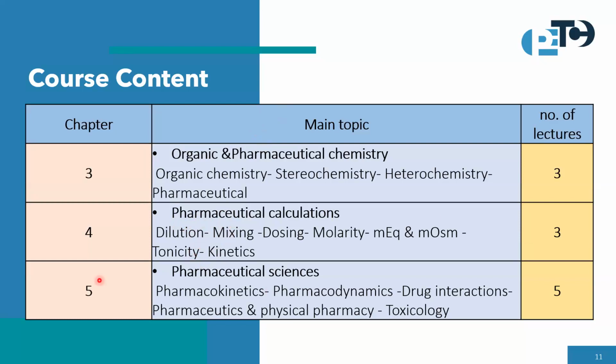Okay. Then we have a chapter about pharmaceutical sciences, composed of 5 lectures: pharmacokinetics, pharmacodynamics, and drug-drug interaction, and here we will learn how we can identify the interaction even without knowing it previously, by expecting the interaction. The pharmaceutics is included in this chapter.